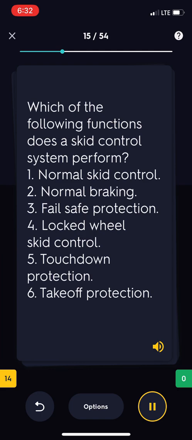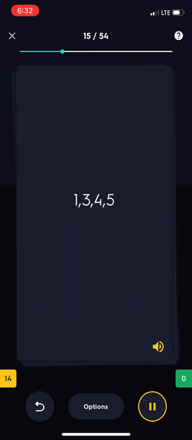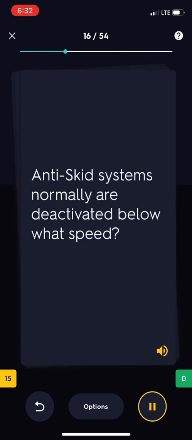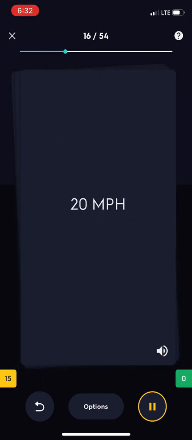Which of the following functions does a skid control system perform? 1. Normal skid control. 2. Normal braking. 3. Fail-safe protection. 4. Locked wheel skid control. 5. Touchdown protection. 6. Takeoff protection. 1, 3, 4, 5. Anti-skid systems normally are deactivated below what speed? 20 miles per hour.